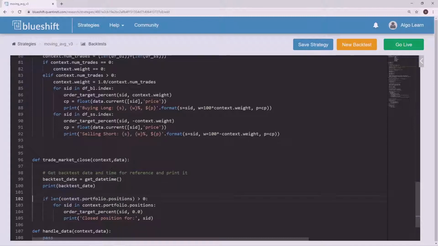We're asking, what is the length of our context portfolio positions? If it's greater than 0, well then we're going to close out our positions. And so for the SID in the context portfolio positions, we're going to order target percent SID 0. So we're going to clear out our positions. Let's go ahead and change this so we can get a little bit more granular here.